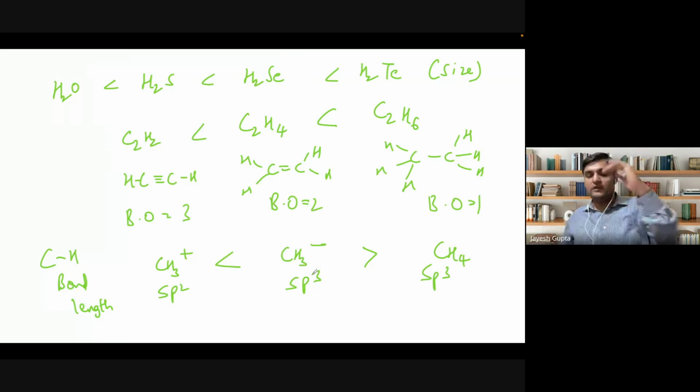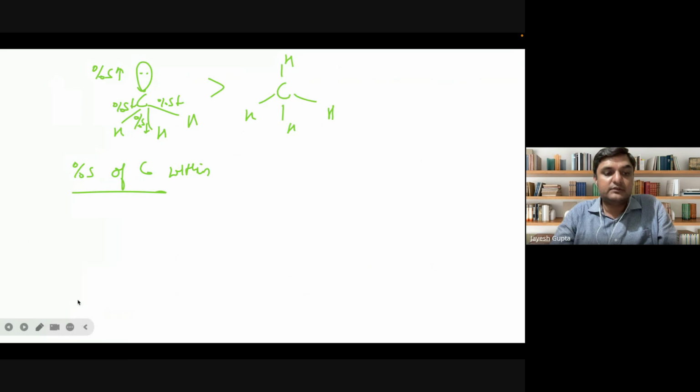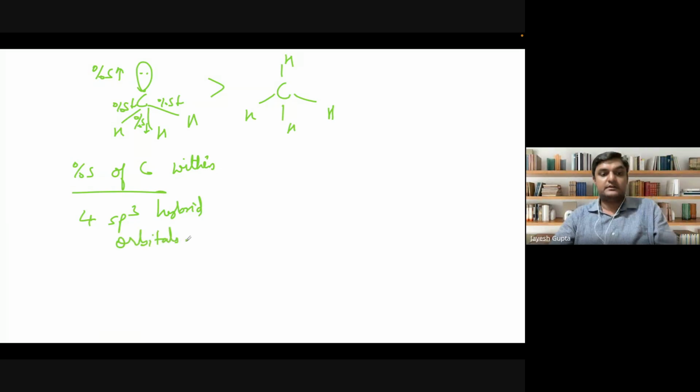So internally, now we have to see percentage S variation. Here I am talking about percentage S of carbon within 4 sp3 hybrid orbitals. Okay, one more example I am taking, then it will be more clear.